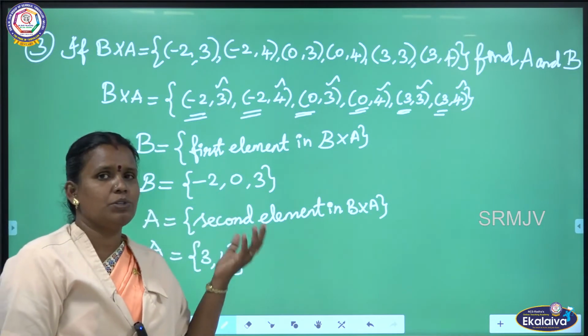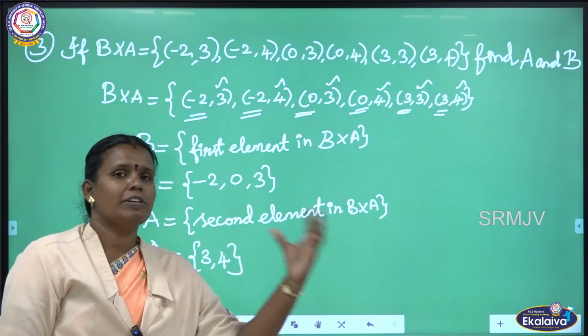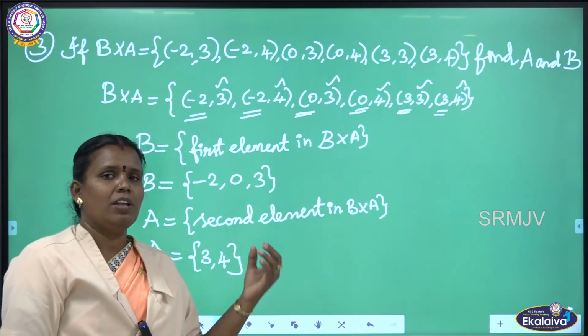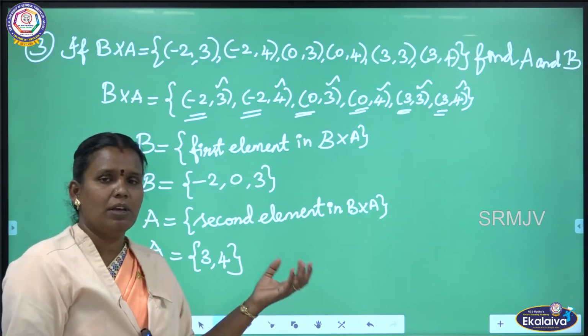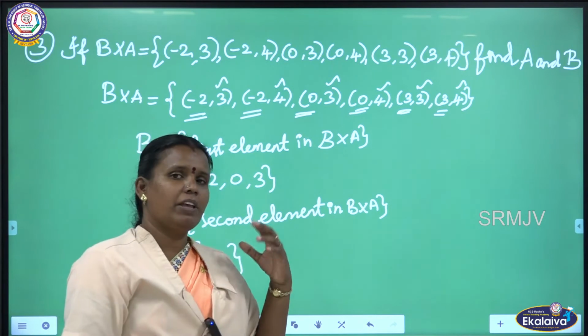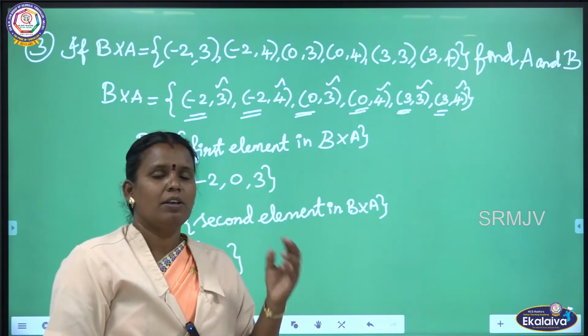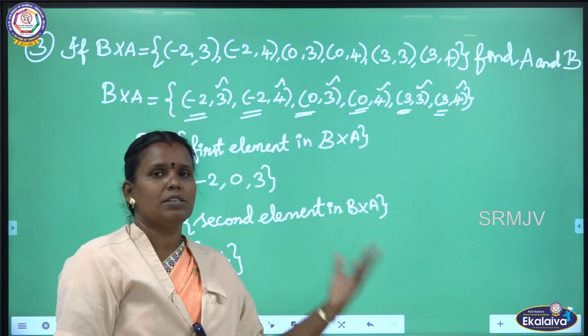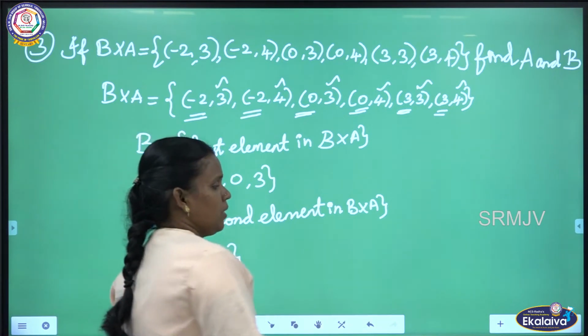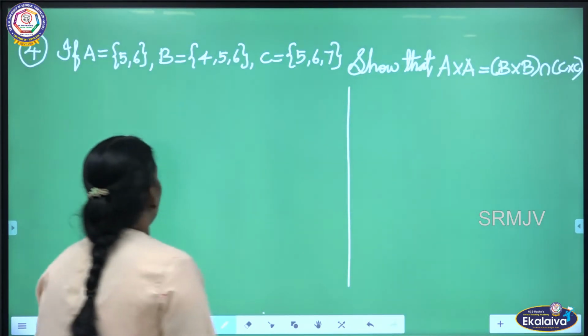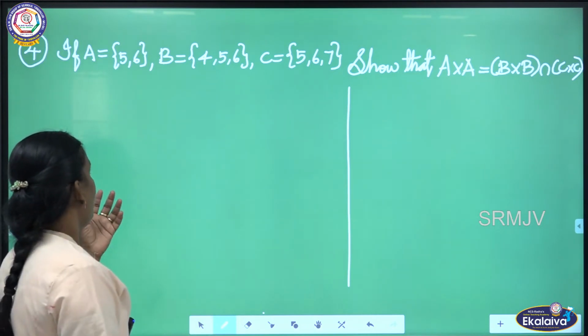They gave B cross A. So from that B cross A, each and every first element will belong to the B set and every second element will belong to the A set. If they give A cross B, we take the first element as belonging to the A set and the second element to the B set. Then I proceed with the fourth question of Exercise 1.1.